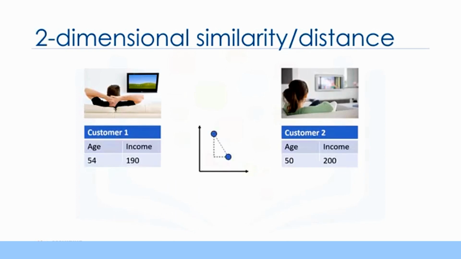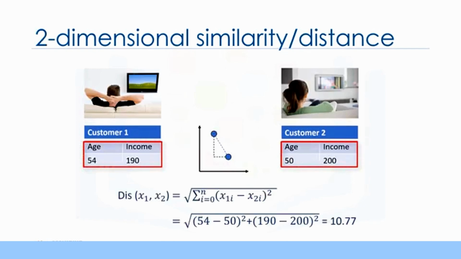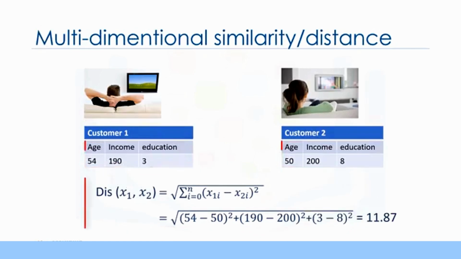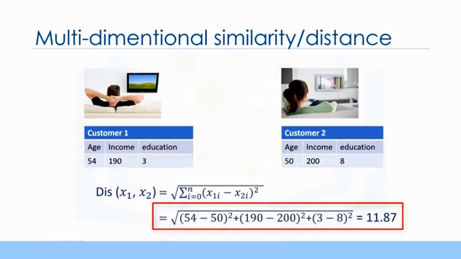For example, if we have income and age for each customer, we can still use the same formula, but this time in a two-dimensional space. Also, we can use the same distance matrix for multidimensional vectors. Of course, we have to normalize our feature set to get the accurate dissimilarity measure.